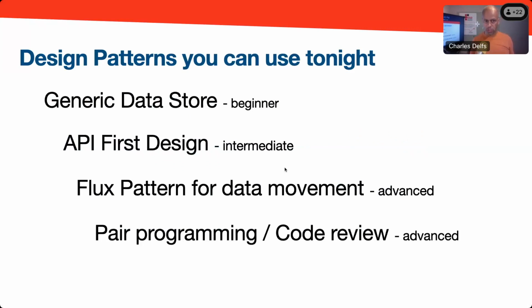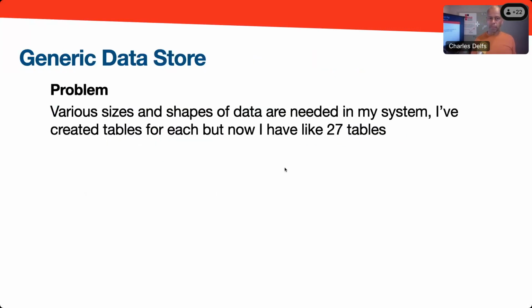The first one is a generic data store, and this is something that's really low-hanging fruit. It's something that anybody can add within seconds to their app. So basically the problem is, and remember all design patterns are designed to solve problems in some kind of fashion, I have various sizes and shapes of data that are needed in my system. These are things like value lists, street addresses and some choices, stuff that we'd normally throw into a table, but it's an auxiliary table. It's not your daily data. It's just there to act in some kind of supplemental fashion.